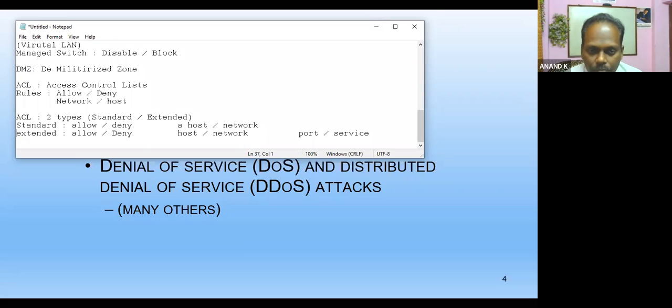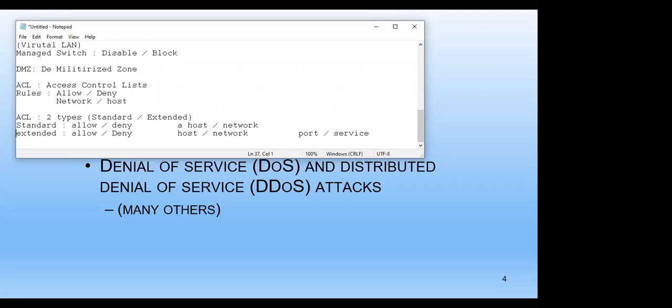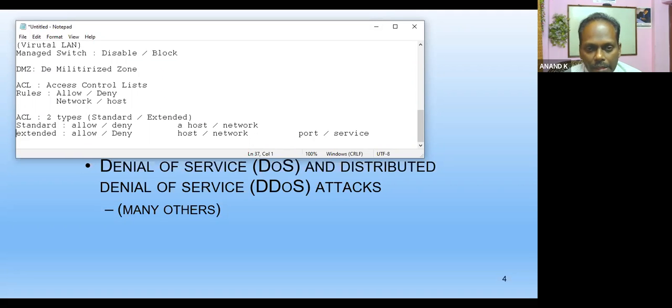Is this clear, Vijay and others? Yes, sir. Yes, sir. Okay. Vamshi, is your doubt clear? Okay.